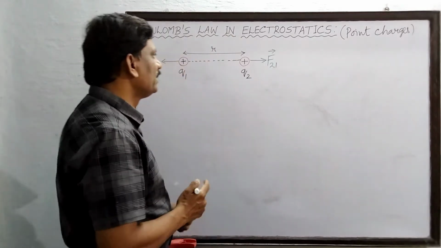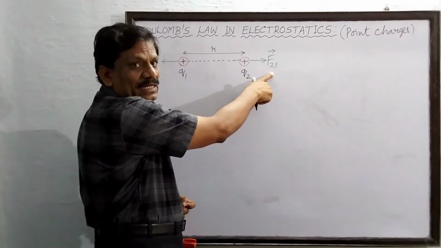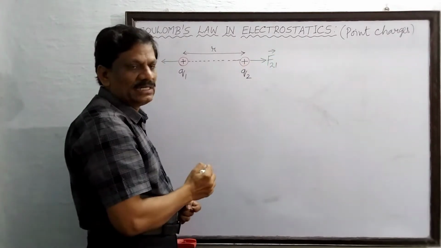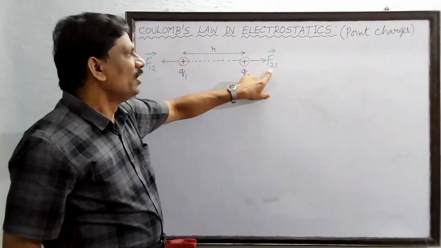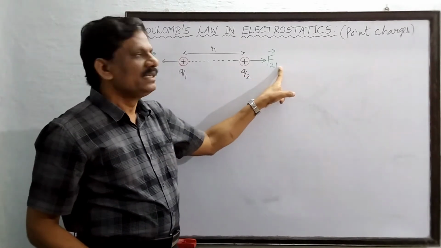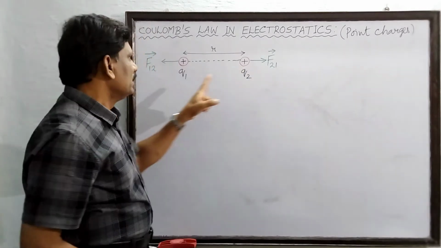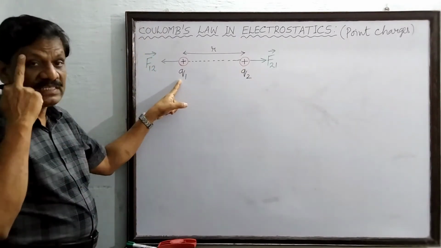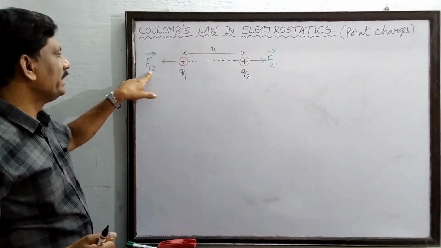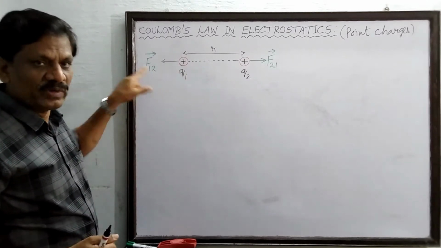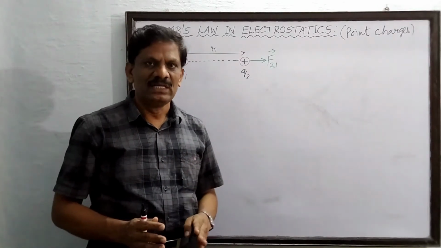So you can see that Q2 is experiencing a repulsive force along the positive x direction, and the force experienced by the second charge due to the first charge is denoted by F21, and the force experienced by the first charge due to the second charge is represented by F12. So here onwards you should be very careful with the subscripts. There are two subscripts.